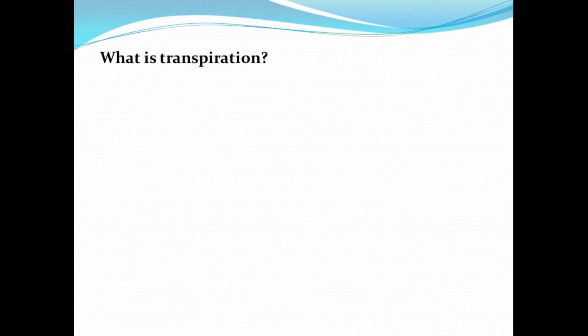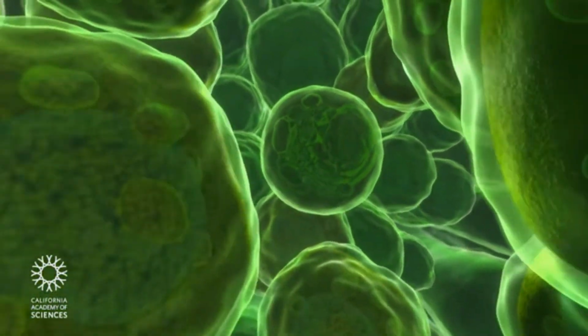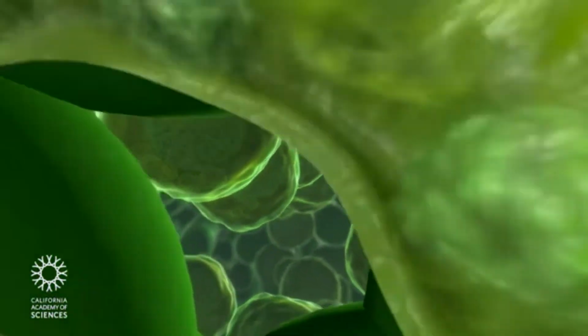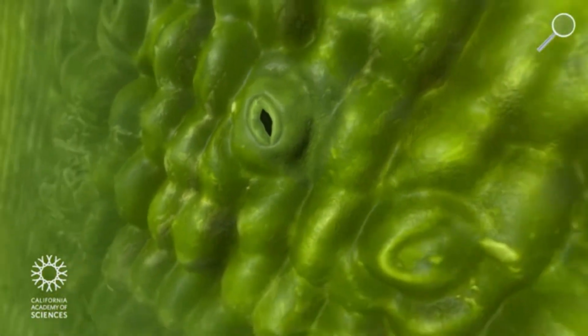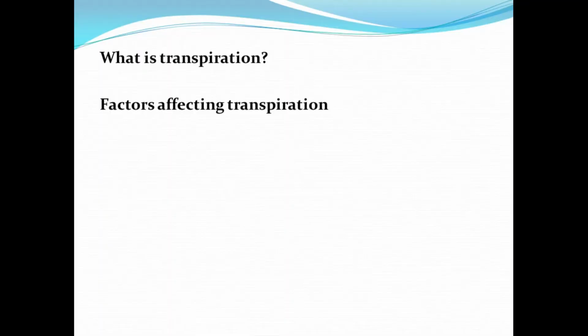What is transpiration? Transpiration is the process by which water vapor is lost from the mesophyll cells surrounding the sub-stomatal airspace inside the leaf to the outside atmosphere via stomata and lenticels. Let's take a look at the factors affecting transpiration.